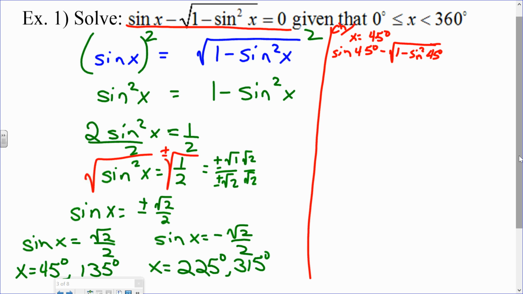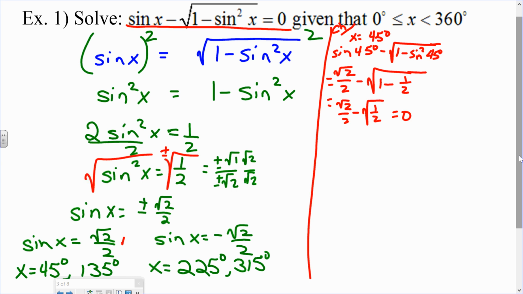Well, for 45 degrees, we know that the sine right here is root 2 over 2, minus the square root of 1 minus... And if we take root 2 over 2, the sine of that, and square it, we have a half. So we have root 2 over 2 minus the square root of a half, which is root 2 over 2. So that gives us 0. So 45 degrees was great. Everybody follow that check, okay?